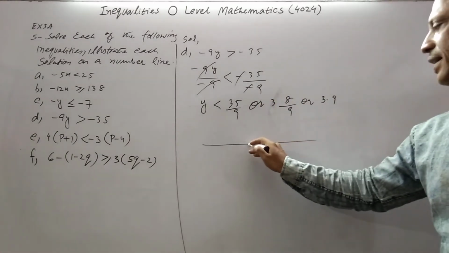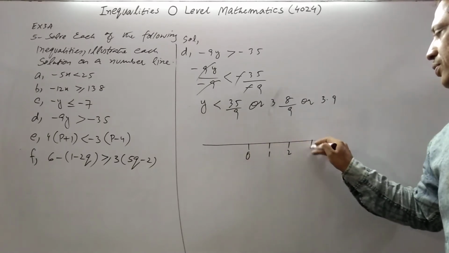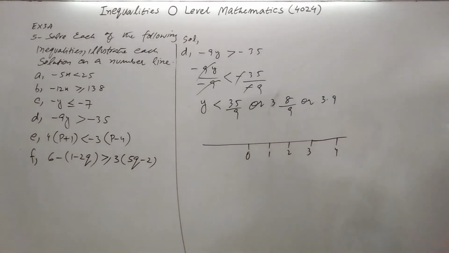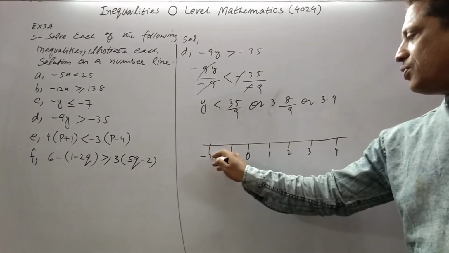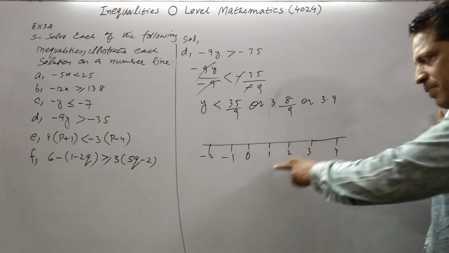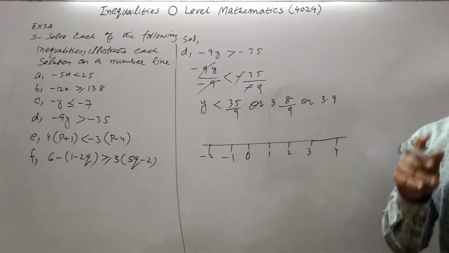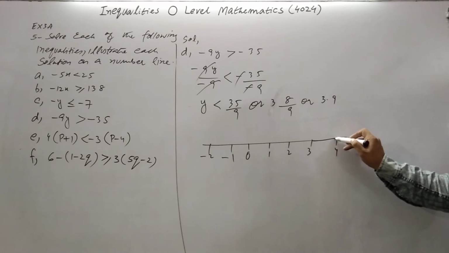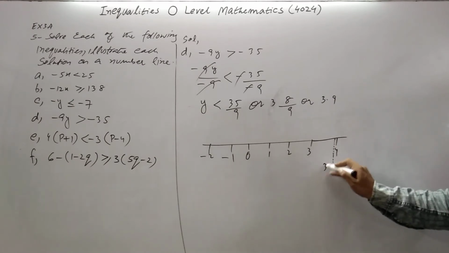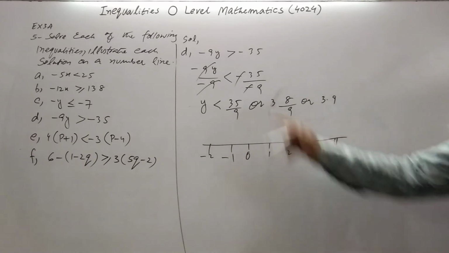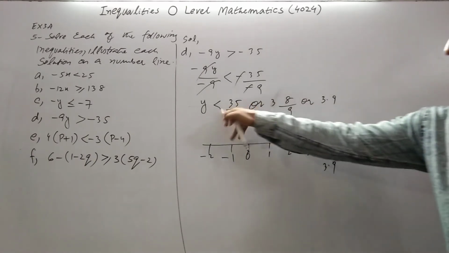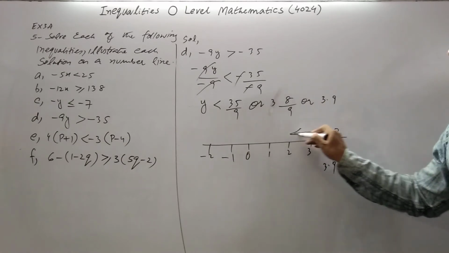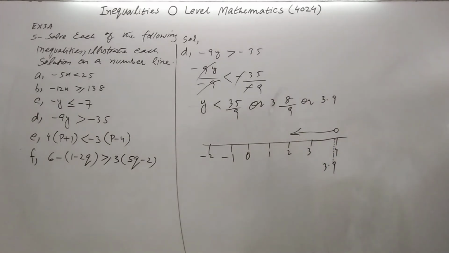And how to draw a number line? 0, 1, 2, 3, 4, minus 1, minus 2 and so on. No need to write the same numbers 1, 2, 3, 4 and minus 1, minus 2, minus 3, minus 4. Focus on the answer only. This is 3, this is 4 and this is 3.9. So 3.9 is just before 4. Less than means an empty circle because there is no equal sign. I hope you understand. This is the answer of part D.